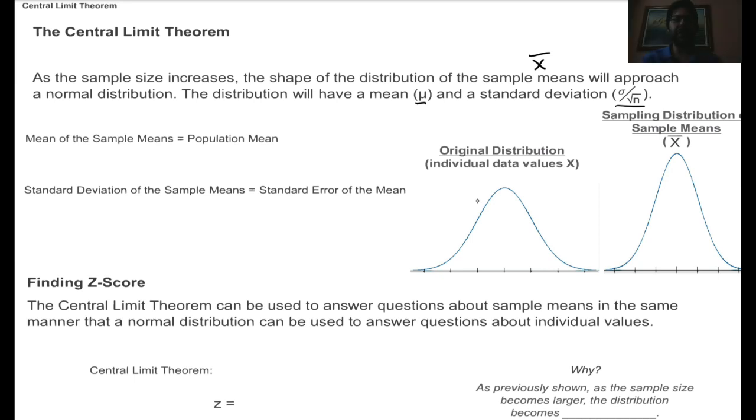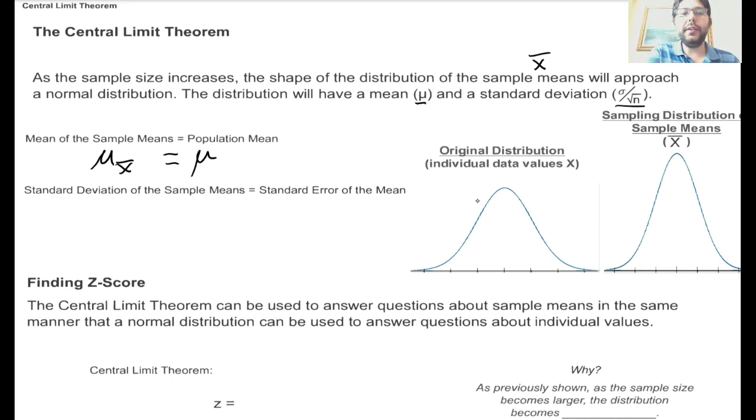The symbol for the mean of the sample means is mu x bar. The population mean is going to be mu. The mean of the sample means is the same as the original population mean. So if I took the averages of my x bars, of my cards or whatever, and averaged those out, I'll get the same original mean.